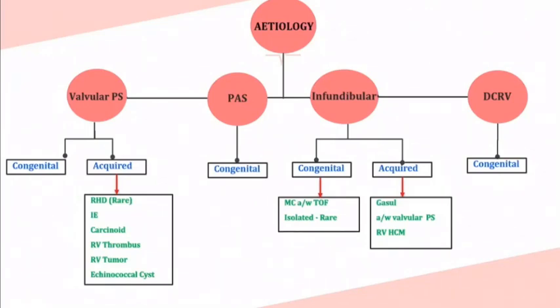Coming to infundibular stenosis, the most common congenital form is associated with the most common cyanotic heart disease, that is TOF. Isolated infundibular stenosis is quite rare. And the acquired cause will be Gasul's phenomenon, otherwise known as Gasulization, where the child will have a moderate sized ventricular septal defect, and when the kid is around 5 to 10 years old, due to persistent left to right shunting of blood across the ventricular septal defect, there will be hypertrophy of the right ventricular free wall. That will cause obstruction to the right ventricular outflow tract.